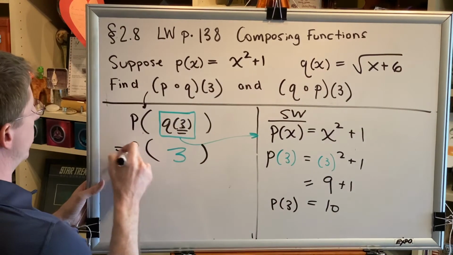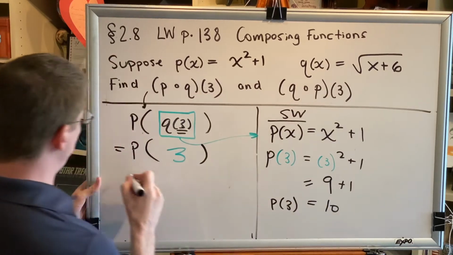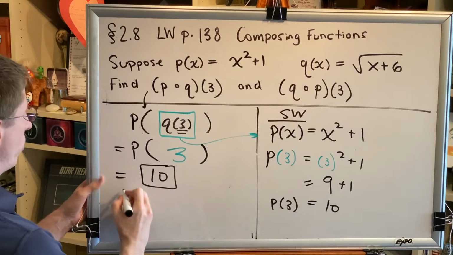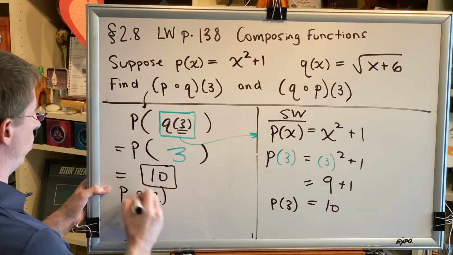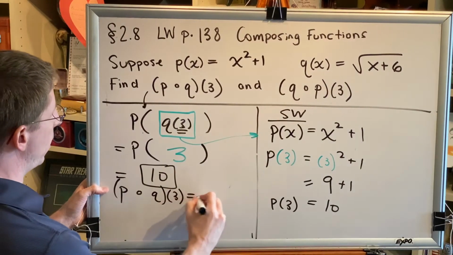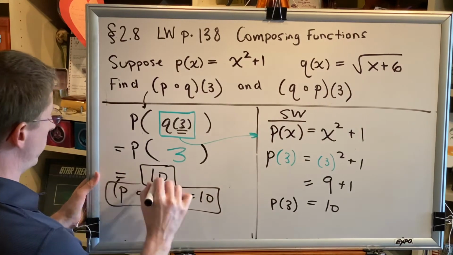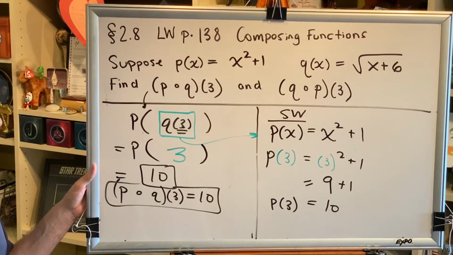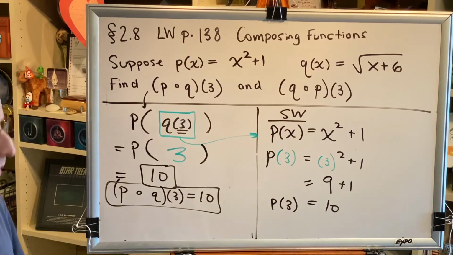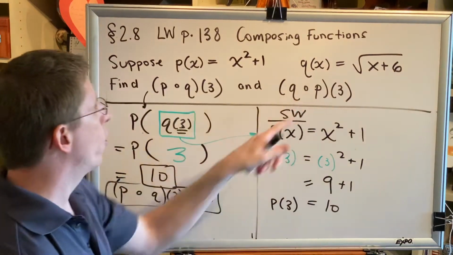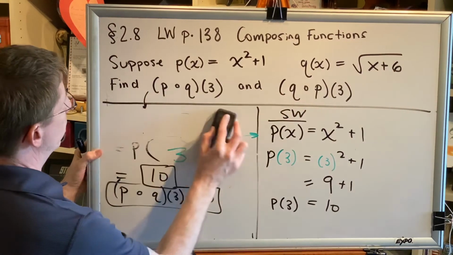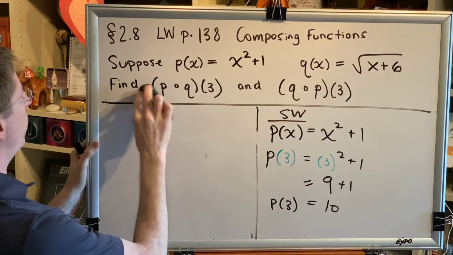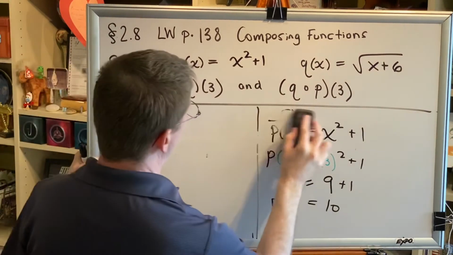We're trying to find what does p of 3 equal. P of 3 equals 10. So the answer to this problem is 10. You could also write p composed with q of 3 equals 10. Both are acceptable final responses for a problem like this one. Okay, now let's reverse the order of our composition. And this time we're going to do q composed with p of 3 and see if we get the same answer or a different answer.